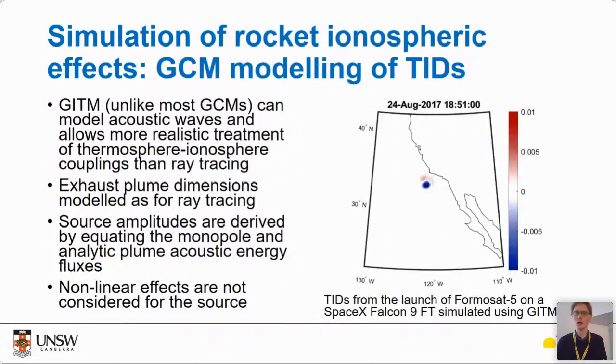In order to accurately represent the ionosphere-thermosphere coupling, I've moved to using a general circulation model. I've added an acoustic monopole source to GITM, resulting in the simulation shown here. The exhaust plume dimensions are modeled as previously, that is analytically, and source amplitudes are derived through equating the monopole and analytic plume acoustic energy fluxes.